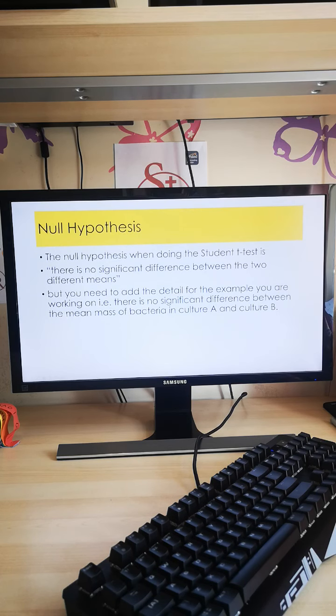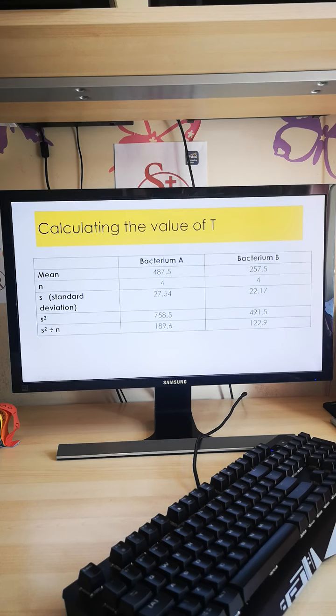So the null hypothesis we will put together for this one, remember we can use our generic one, there is no significant difference between the two means, but we do need to add the detail. So for example, in this case, there will be no significant difference between the mean mass of bacteria in culture A and B. So you can see I've just added a bit of detail related to the practical. Standard deviation's already been calculated for you. That's the same all the way through the booklet.